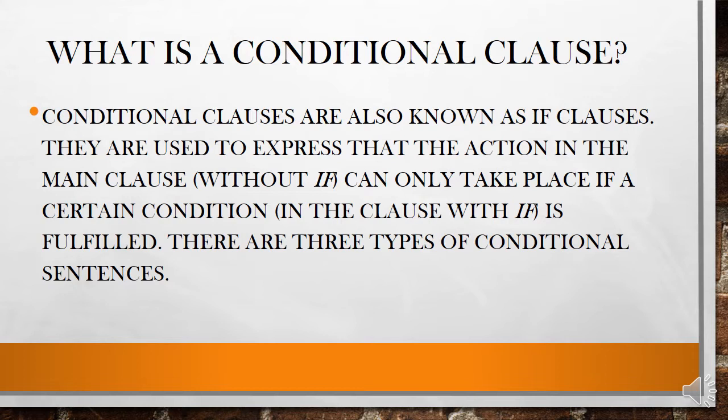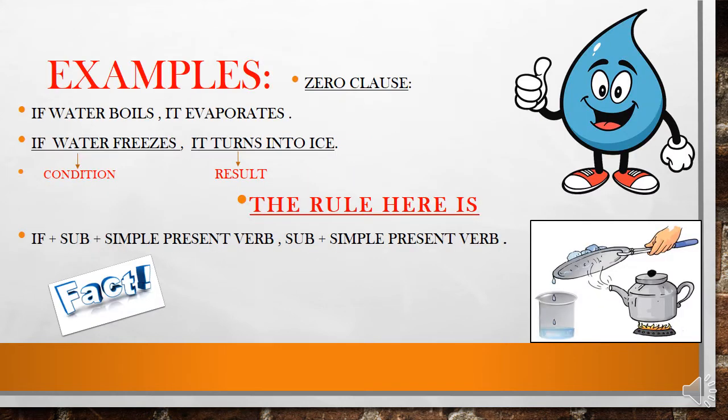What is the meaning of this? Basically, in any conditional clause, we have two parts. One part is the condition, and the other part is the result of the condition. And now you will see from the examples which part is the conditional one and which part is the result of the condition. So let me start with the zero clause or zero condition.